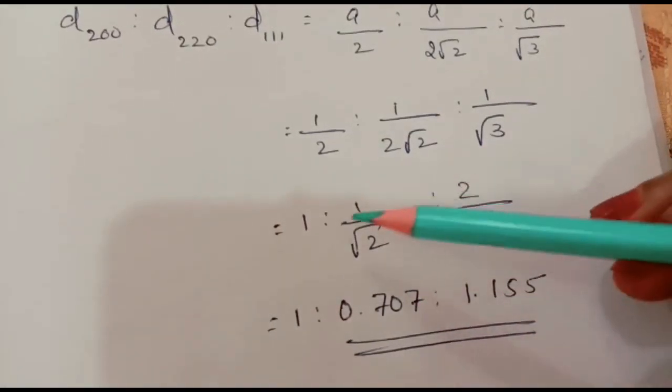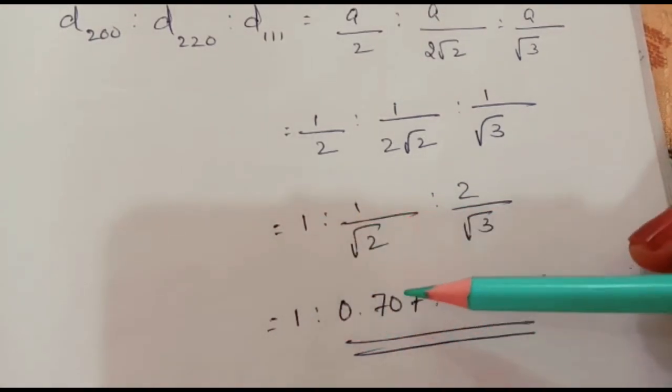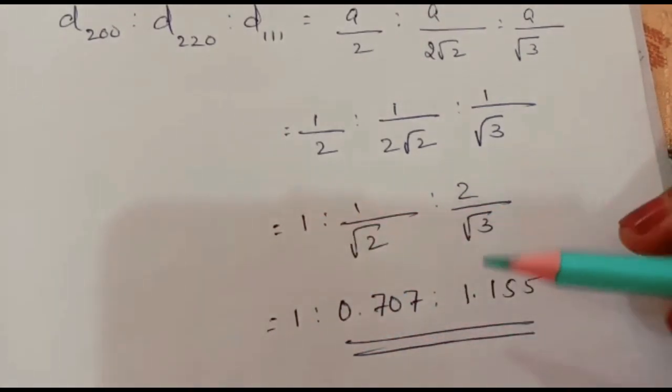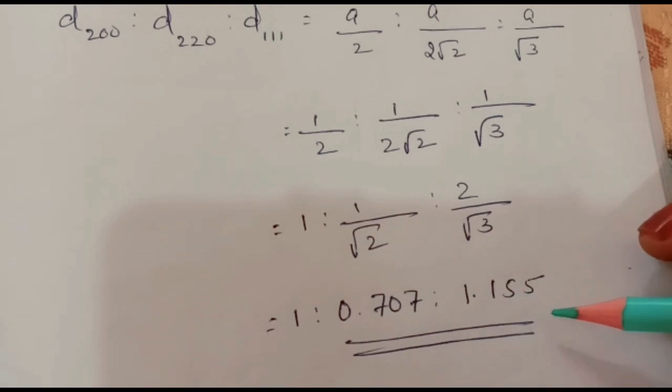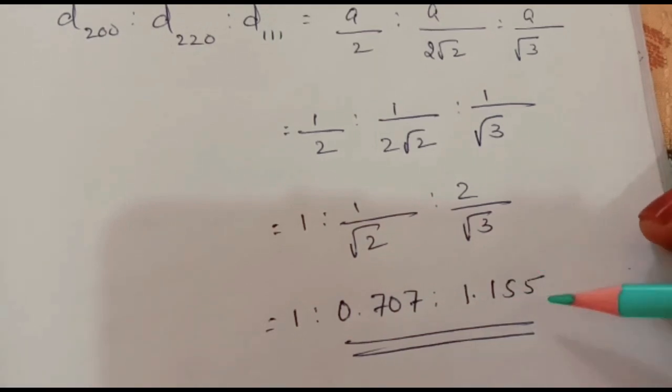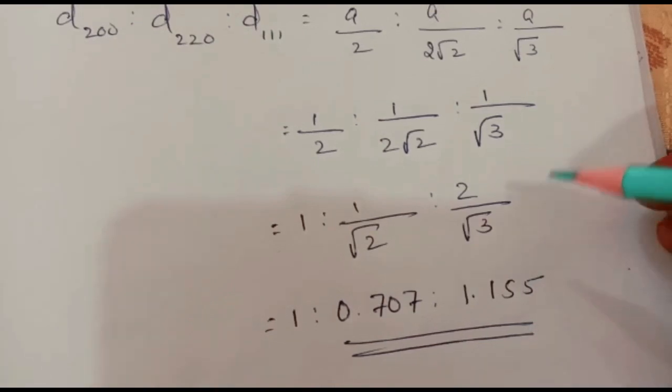So after calculation we will get 1 is to 0.707 is to 1.155. This is the ratio of interplanar distance in face centered cube. So using these ratios we can determine using X-ray crystallography the structure of a crystal.